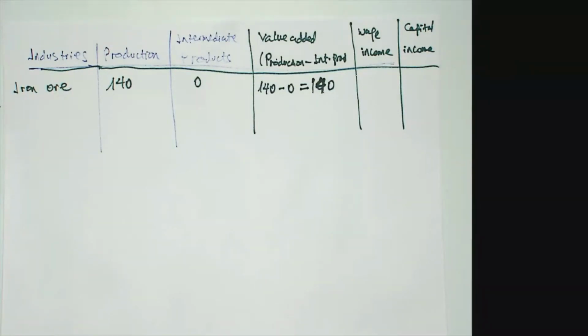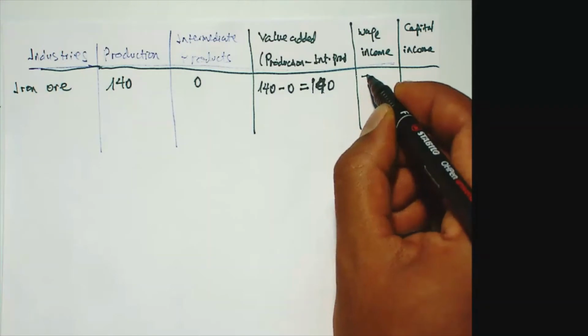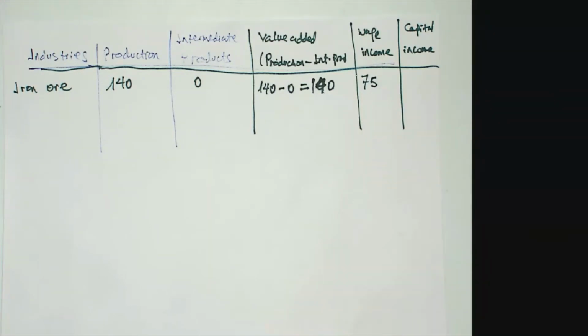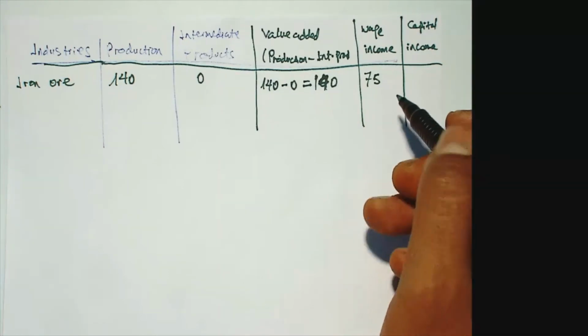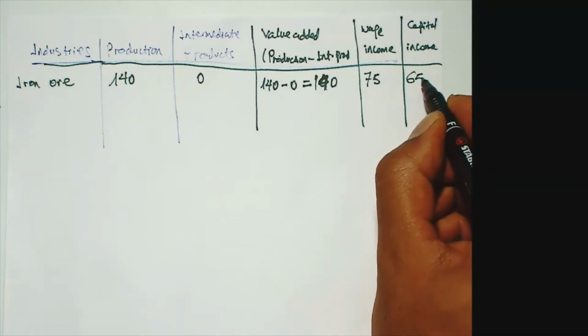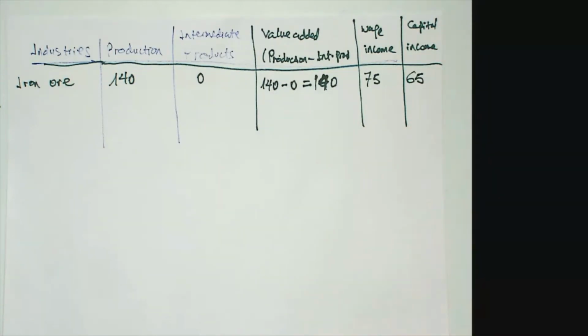The wage in the iron ore industry is defined to be 75 euros, and the capital income in our case is the difference between value added and the wage income, which is 65 euros. So the capital income is an income which is secured by the investors or consumers when they are having some shares which pay dividend.